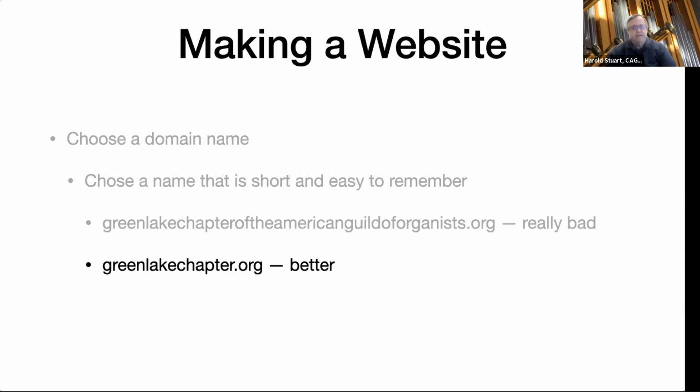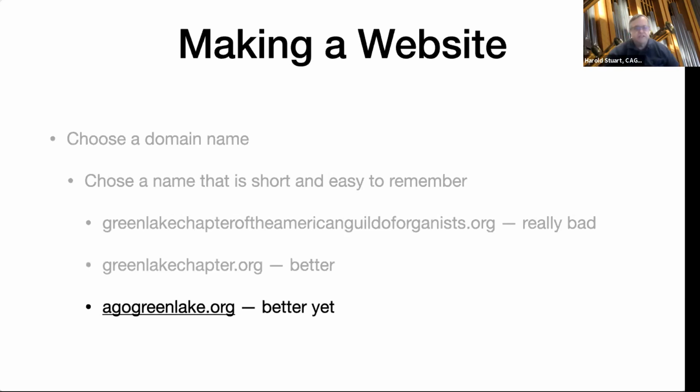Greenlakechapter.org is better, but it doesn't really describe you very well. You can get away with that if you are Amazon or Apple, very well known, but probably you're not going to get away with it as a guild chapter. You might want to consider something like agogreenlake.org because that tells people enough information to get them to your website.